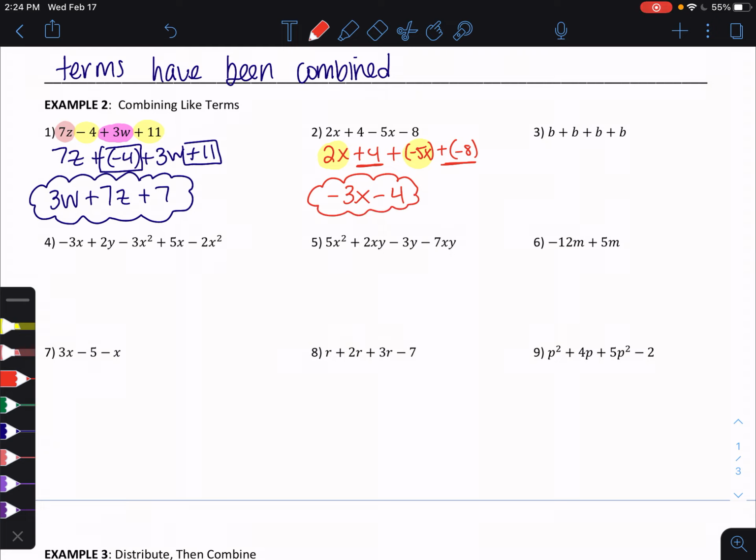In number 3, all these b's have a 1 in front. So this is 1b plus 1b plus 1b plus 1b. All 4 of those things are like terms, so I'm going to combine everything together. 1 plus 1 plus 1 plus 1, and I get 4b.